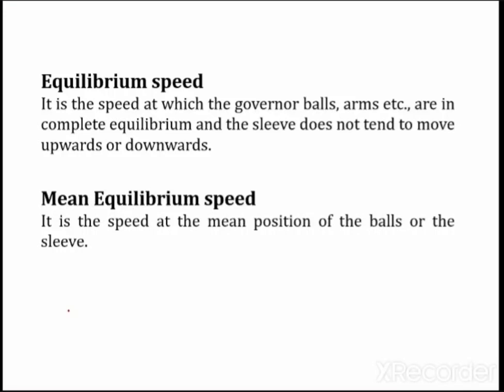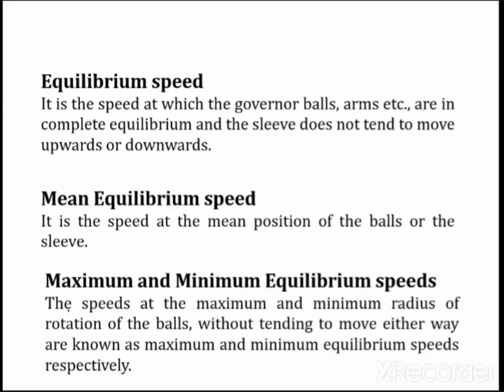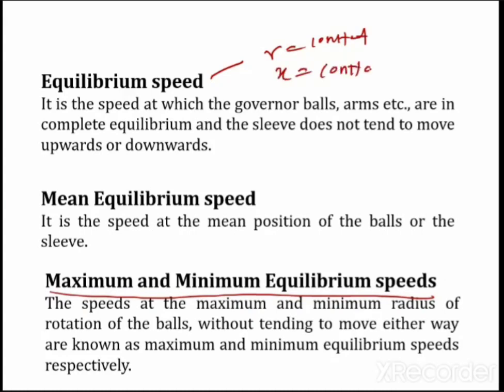Okay. Next, mean equilibrium speed. Now, to understand the mean equilibrium speed, first of all, understand the maximum and minimum equilibrium speeds. Again, you will say, sir, what is equilibrium speed? Equilibrium speed is nothing but a speed where R is a constant and X is a constant. It means the governor balls or arms are in complete equilibrium and the sleeve does not tend to move upwards or downward. That is equilibrium speed. Then what is maximum and minimum equilibrium speed?